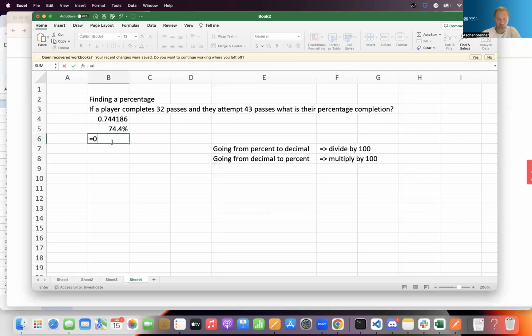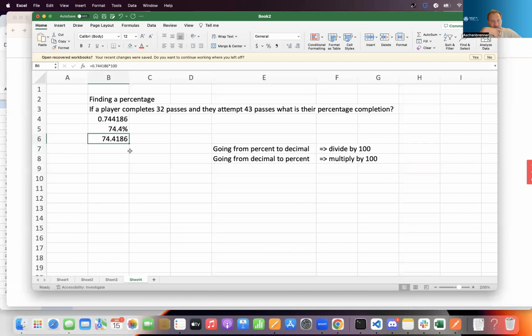So that's the mathematical way I could get there. I could take the 0.744186 and just multiply by 100. And this is the percentage with a lot more decimals. Typically, when we're talking about quarterback percentages, we would round that to the tenth of a percent, or probably a whole percent. 74% completion, 74.4%, which is actually really good. In a season, good quarterbacks are throwing like 65 to 70% completion rate.